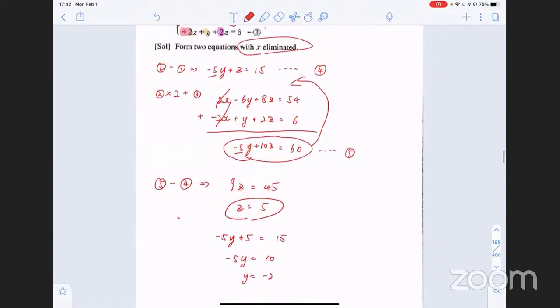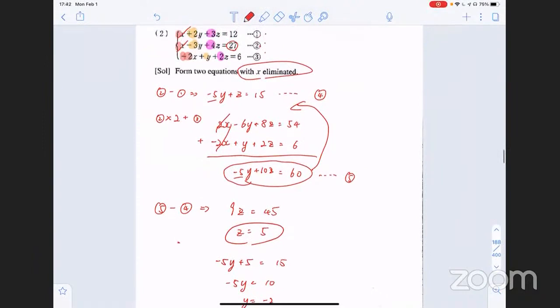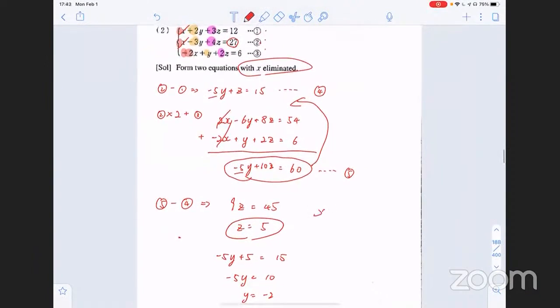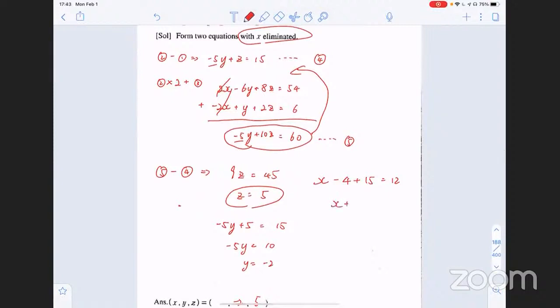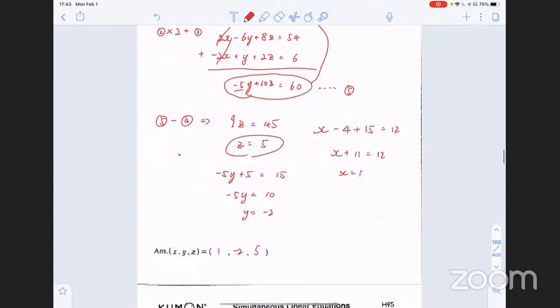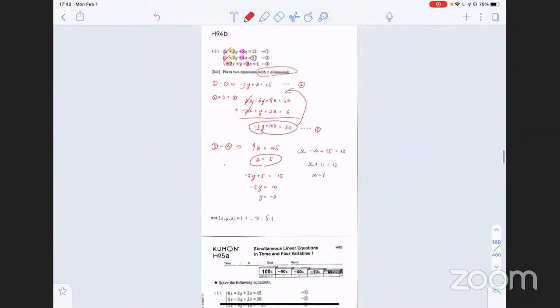Negative 2. So now I substitute this back into the first one, which is x minus 4. Where do I get the minus 4? Is negative 2 times 2, because y is negative 2, right? Plus 15 equal to 12, right? So x plus 11 is equal to 12. X is equal to 1. So done. So this is how we do this question.